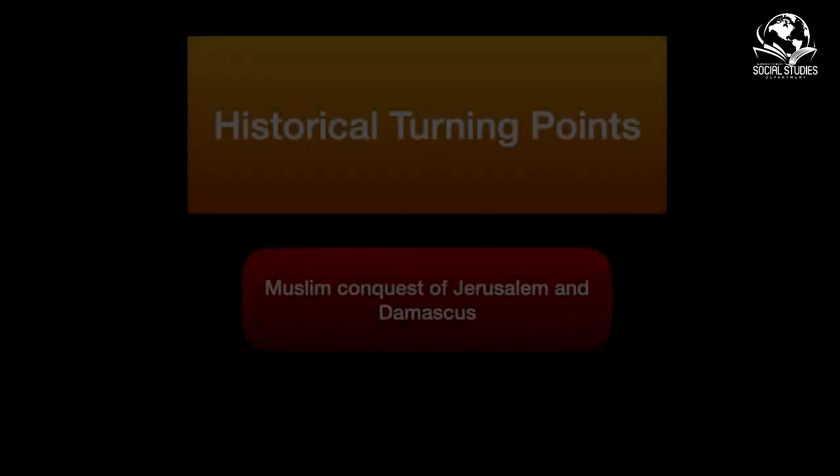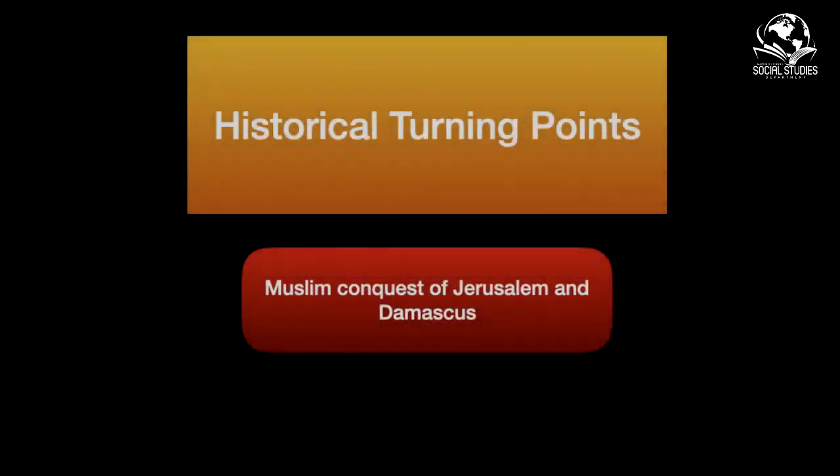So next we have another historical turning point. We have the Muslim conquest of Jerusalem and Damascus. Now Jerusalem is in the Middle East, and it's one of the holiest cities for Christians, Muslims, and Jewish people. And we're going to see a little bit of that in a few minutes in the next video. That's where the Dome of the Rock is located, the Temple Mount, and so on.